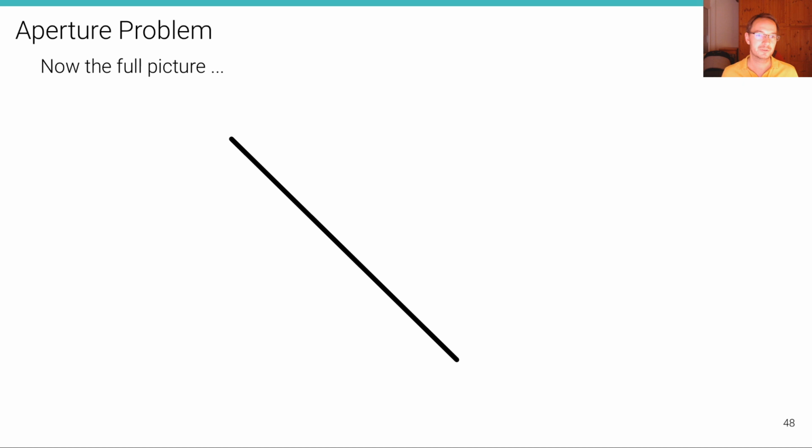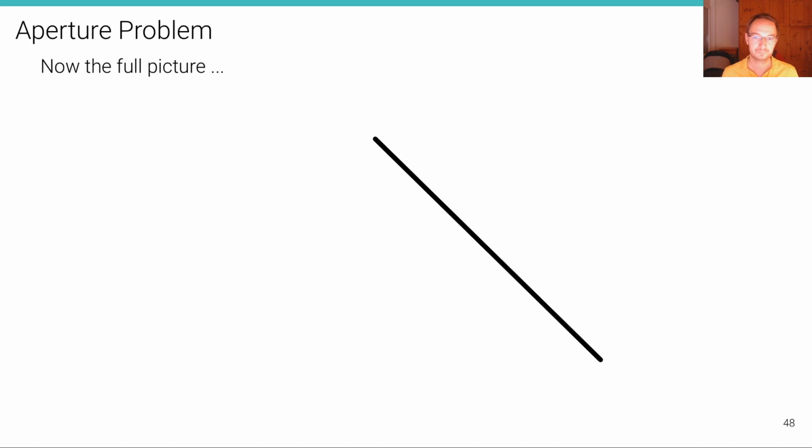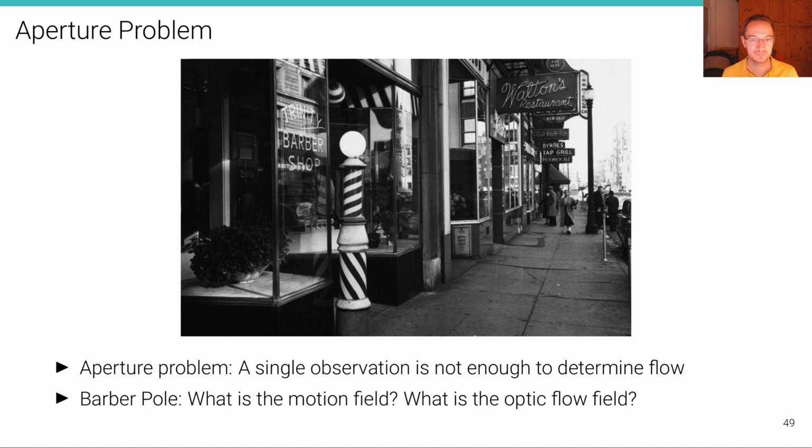I will now remove the aperture and show you how the line actually moved. So it's moving from left to right. It's not moving diagonally. So this illustrates the problem of estimating the motion just with a single observation, which is insufficient.